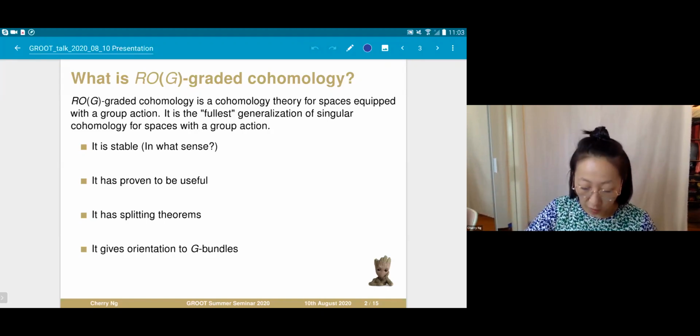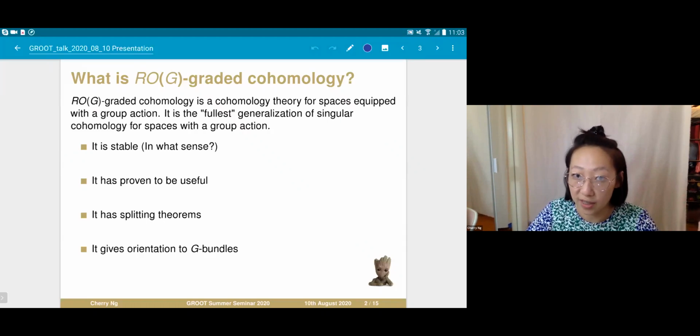It has proven to be useful, for example, in the Kervaire invariant one problem by Hill, Hopkins, and Ravenel. They extend some RO(G)-graded cohomology computations and then use the periodicity to prove the important result, the Kervaire invariant one result.